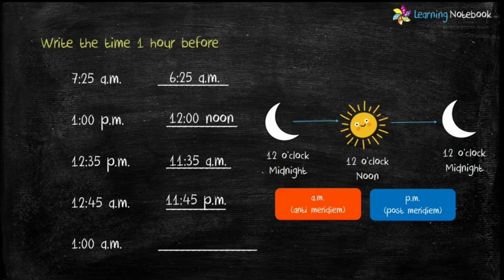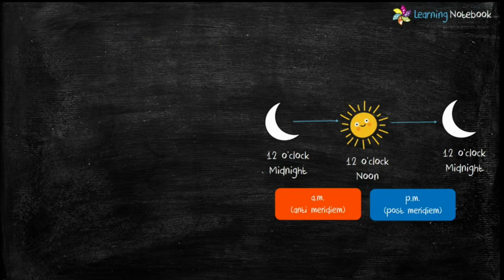Now last part is 1 AM. Hour before 1 AM is 12. And 1 AM is after 12 o'clock midnight. So 1 hour before it would be 12 midnight. Now let's see the next question.